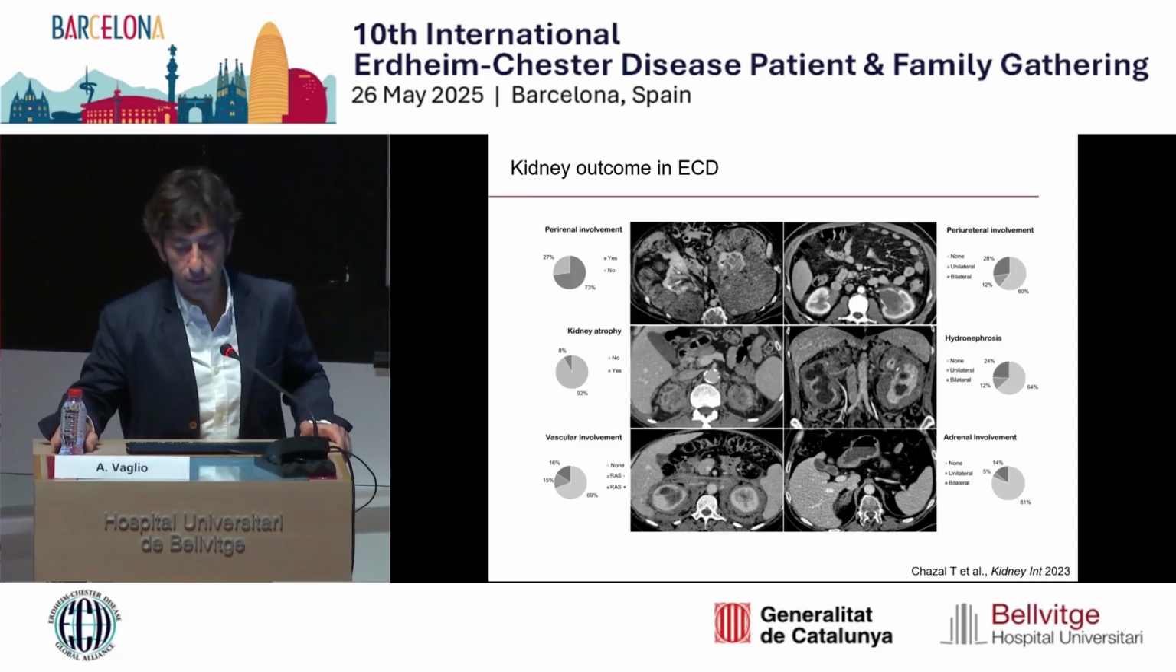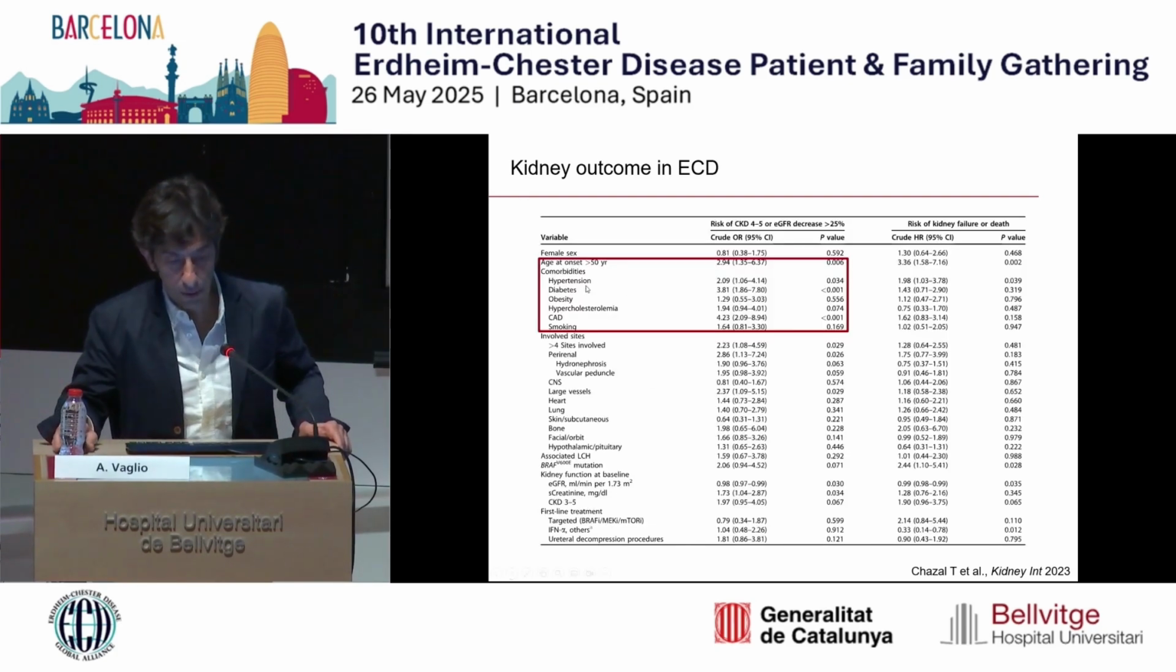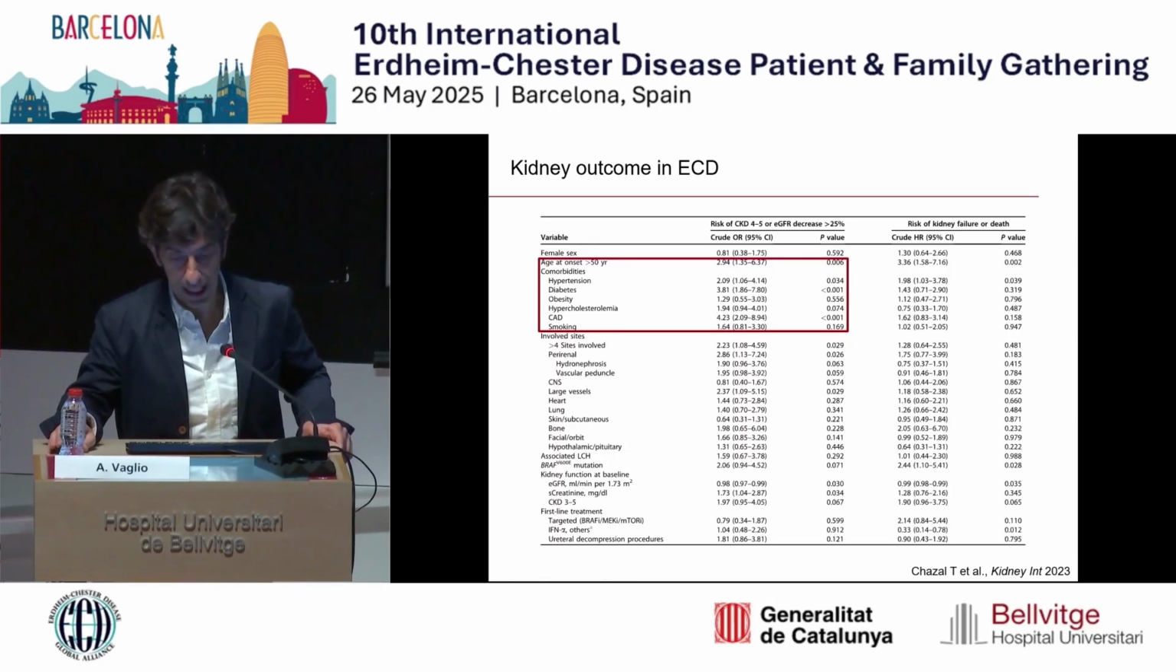So these are the main predictors of outcome, as you can see in this table, where the comorbidities listed in the box are the ones that best predicted renal disease.